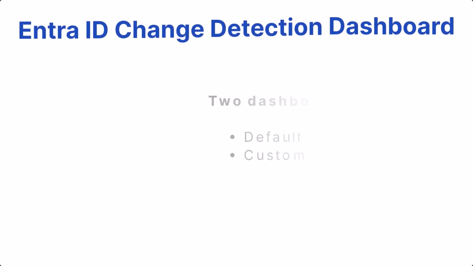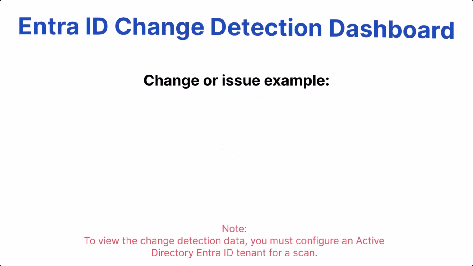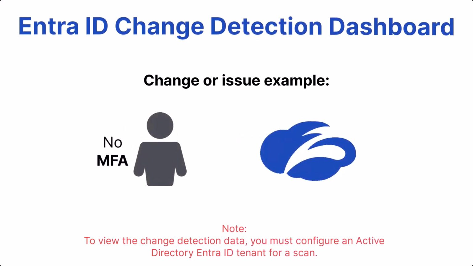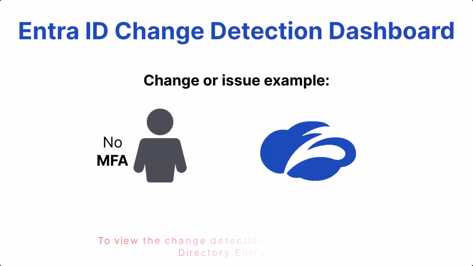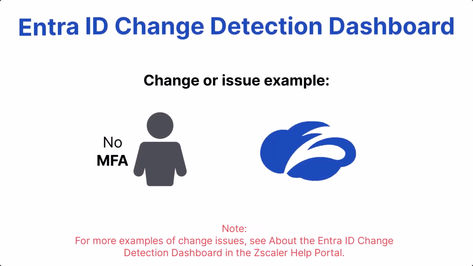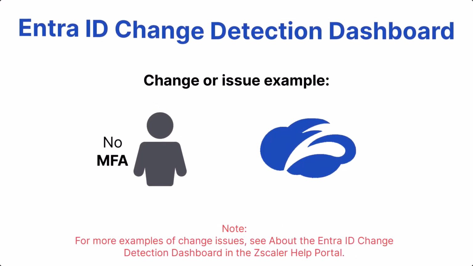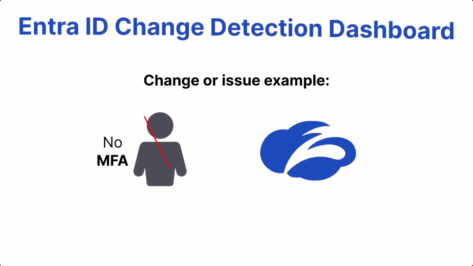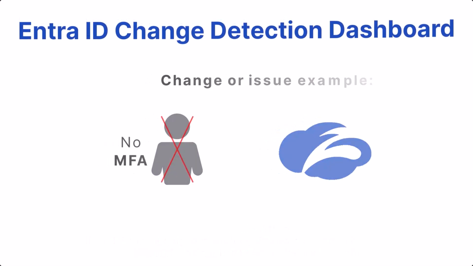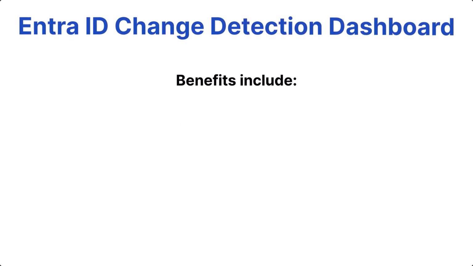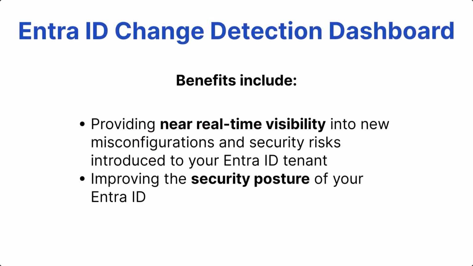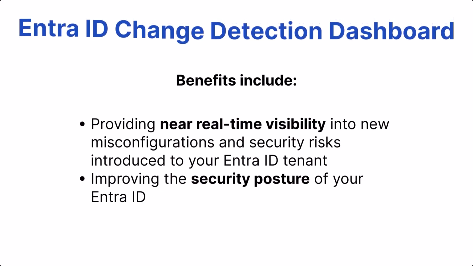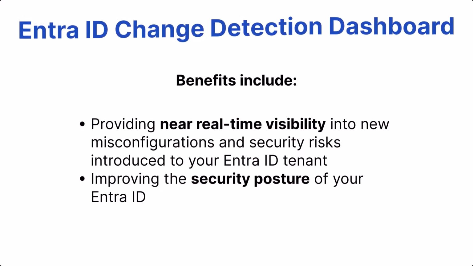We'll start with Default. An example of a change or issue that the Entra ID Change Detection dashboard detects in an Entra ID tenant is users without multi-factor authentication, or MFA, where MFA acts as an additional layer of security to prevent unauthorized users from accessing Entra ID tenants. If any user is exempted from MFA to sign in, the change is detected and marked as a bad impact. Benefits of the Entra ID Change Detection dashboard include providing near real-time visibility into new misconfigurations and security risks introduced to your Entra ID tenant, and improving the security posture of your Entra ID.